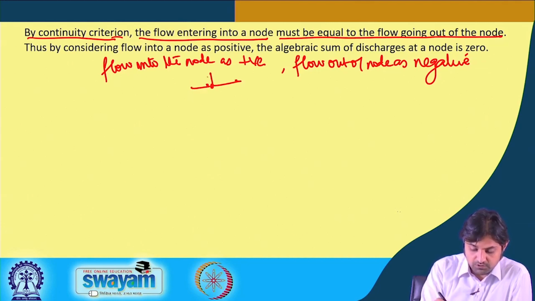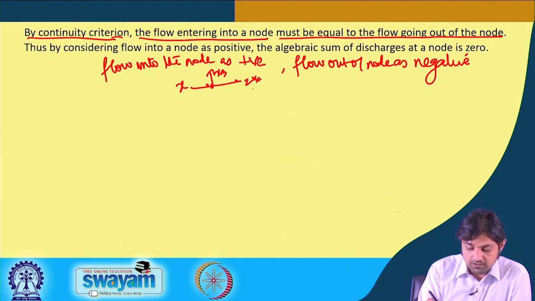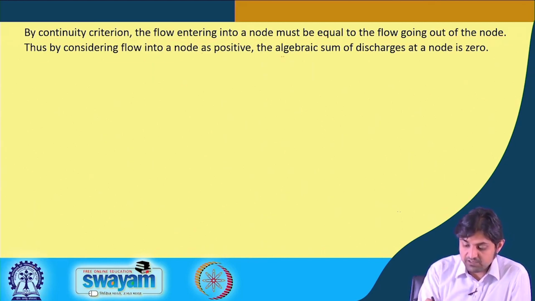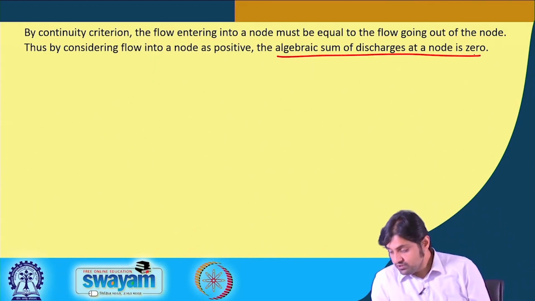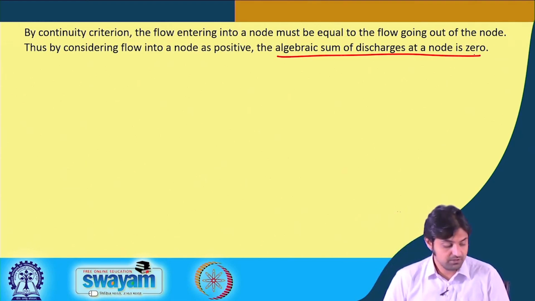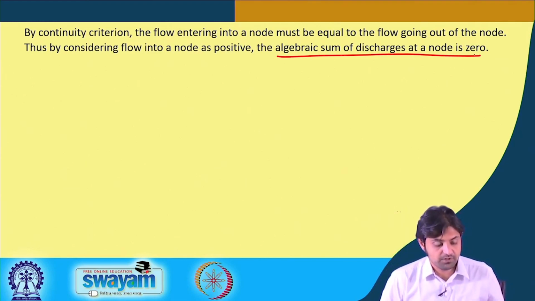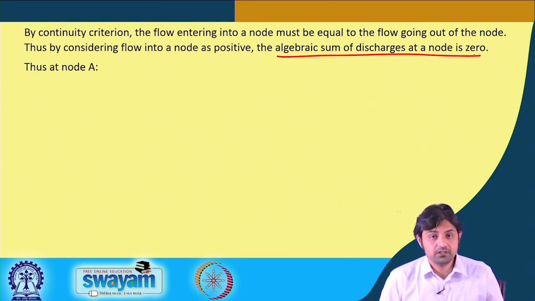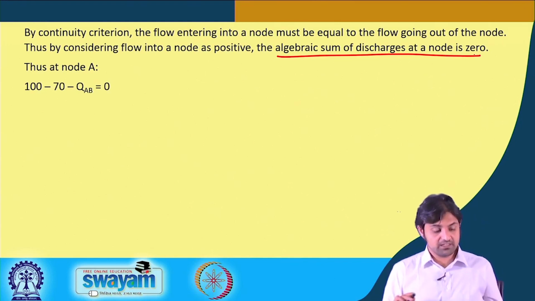So at a point here, whatever goes in, for example x goes in and x by 3 and 2x by 3 go out, whatever goes in will go out because of the equation of continuity. Therefore, what this implies is that the algebraic sum of the discharges at a node is 0. This is quite important. This is the fundamental that we calculate. Thus, at node A, so let's go back and see.